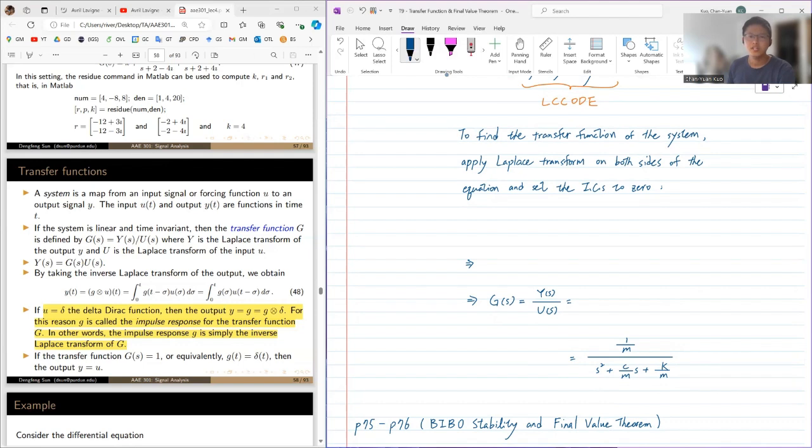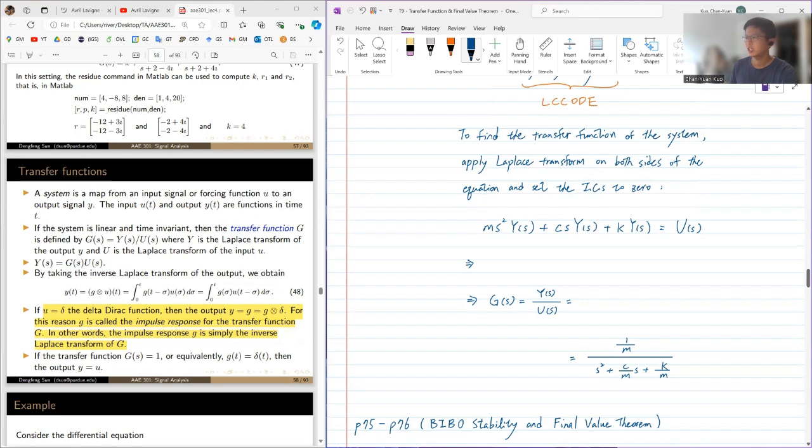Now let's find the transfer function of the system. Again, we apply the Laplace transform to both sides of the equation and set the initial conditions to 0. Then we will get m times s squared times Y(s) plus c times s times Y(s) plus k times Y(s) equals U(s).